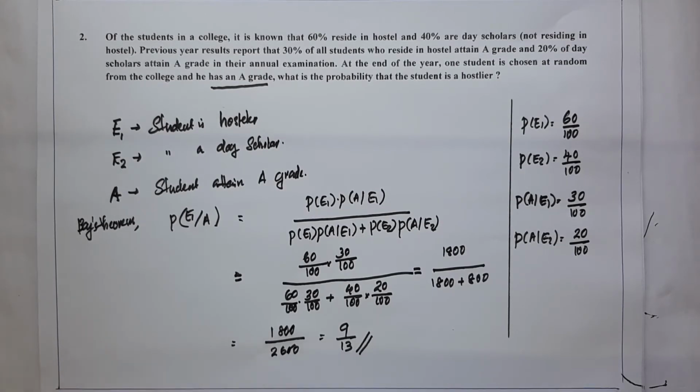That's all. That means probability of the student is a hostelier given he has already got A grade. A grade ലഭിച്ചിട്ടുണ്ട്, പക്ഷേ അത് ഹോസ്റ്റൽ ആവുന്നതിൻ്റെ പ്രോബിലിറ്റി, answer is 9 divided by 13. Okay.